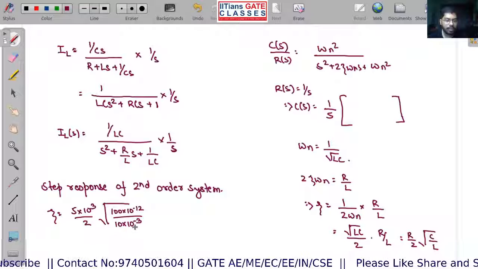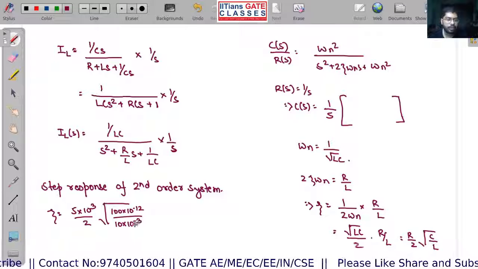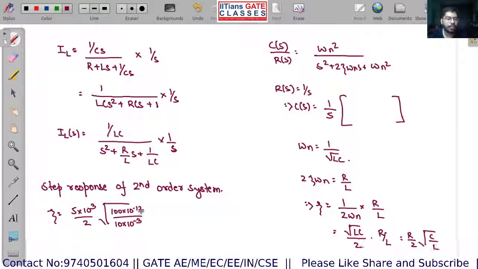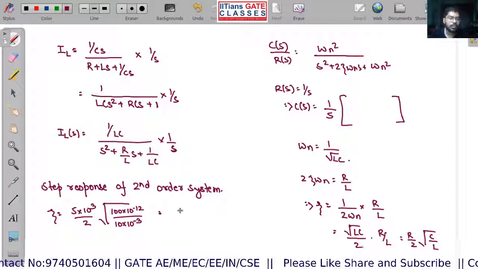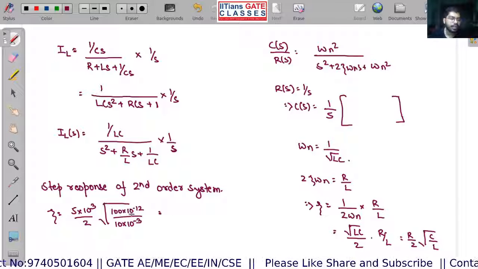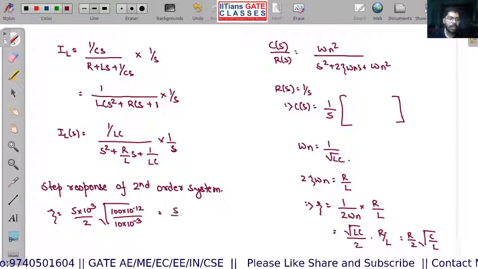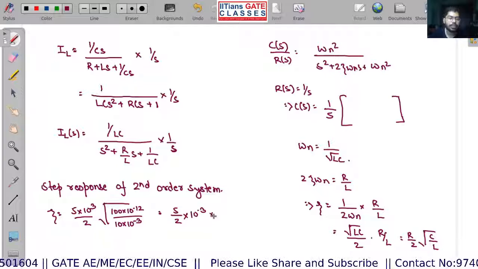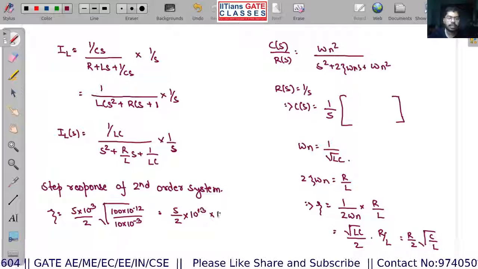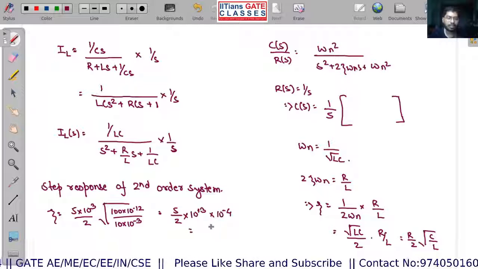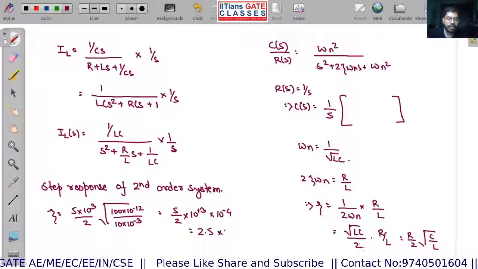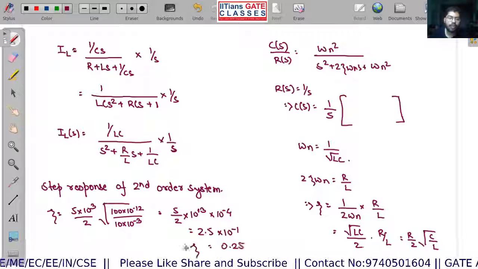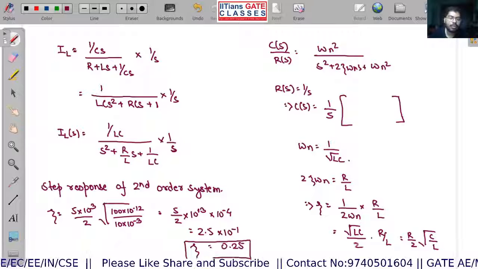This is 10 to the power minus 2, and this is also 10 to the power 4. So 10 to the power minus 8 inside the square root. So this will be 5 by 2 into 10 to the power 3 under root of 10 to the power minus 8, which is 10 to the power minus 4. So this comes out to be 2.5 into 10 to the power minus 1, so this is 0.25. Value of zeta comes out to be 0.25.